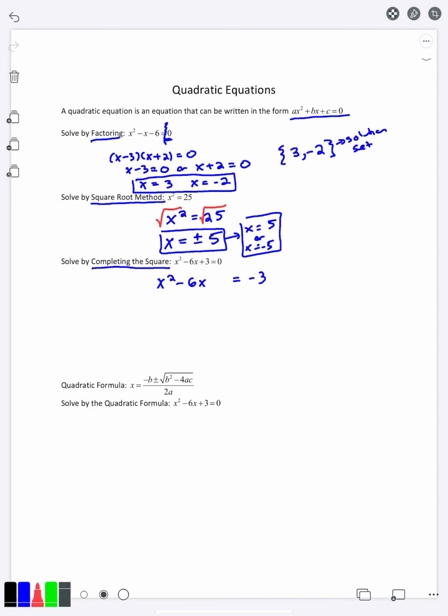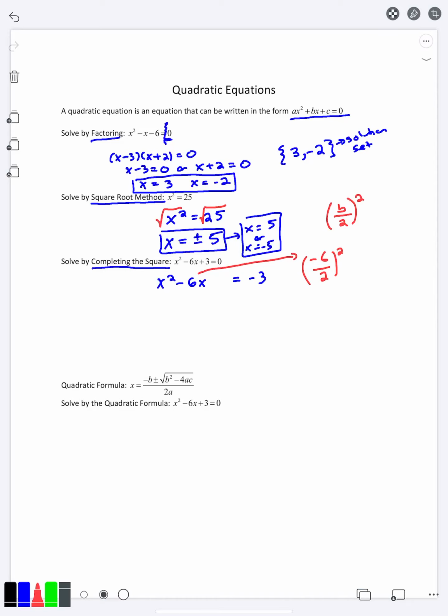Then you are going to add a special number to both sides of the equation. And this special number is going to make the left-hand side into a perfect square. And there's a rule for how to figure out what to add. You take your number, in this case -6, you divide it by 2, and then you square it. So the general formula is b over 2, squared.